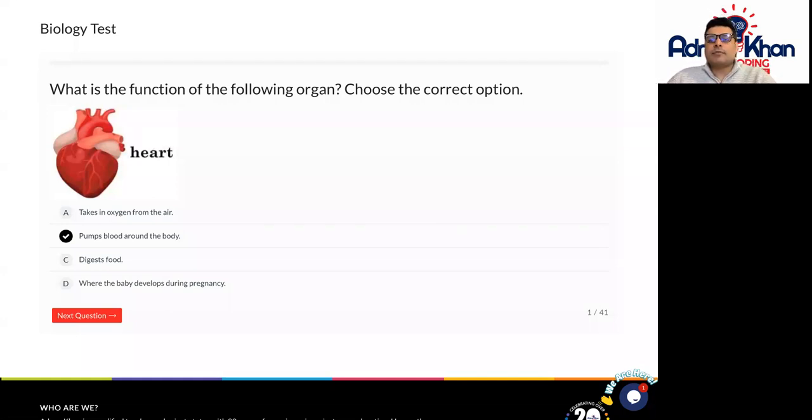So you can do the same for the rest of the questions. Try your best, 41 questions in total. And we'll be following these up in our next lesson. Good luck with these.